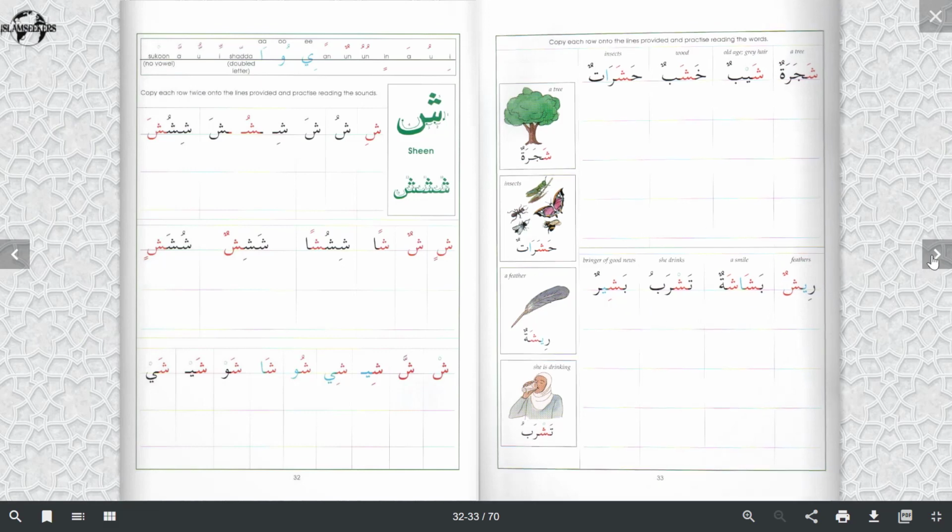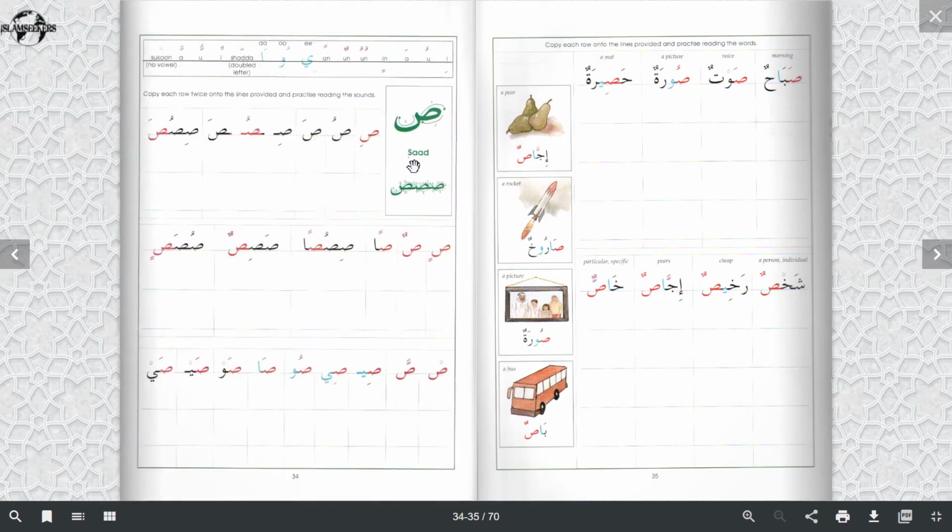Page 34. The letter Sad. Line 1. Si. Su. Sa. Line 2. Sin. Sun. Son. Si su son. So si sun. Su so sin.